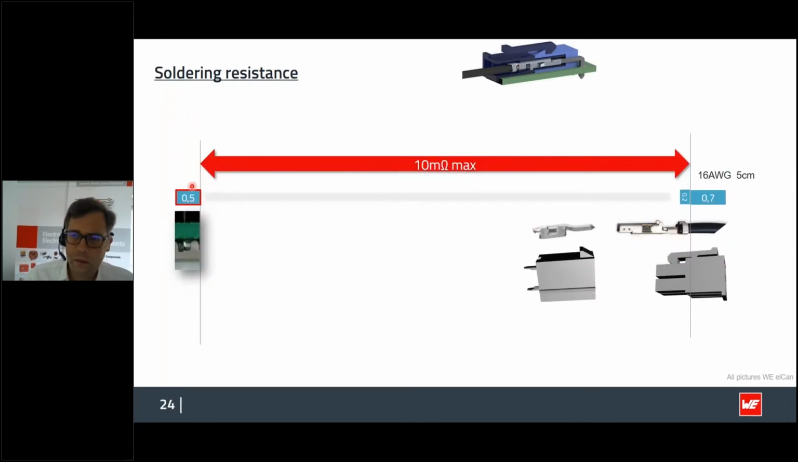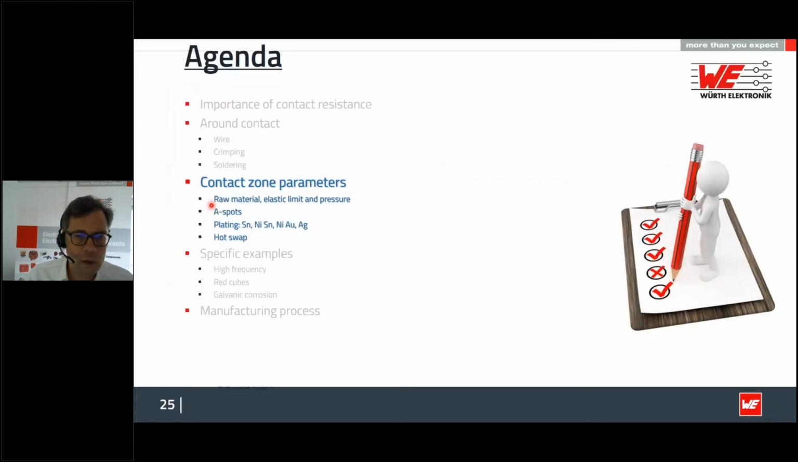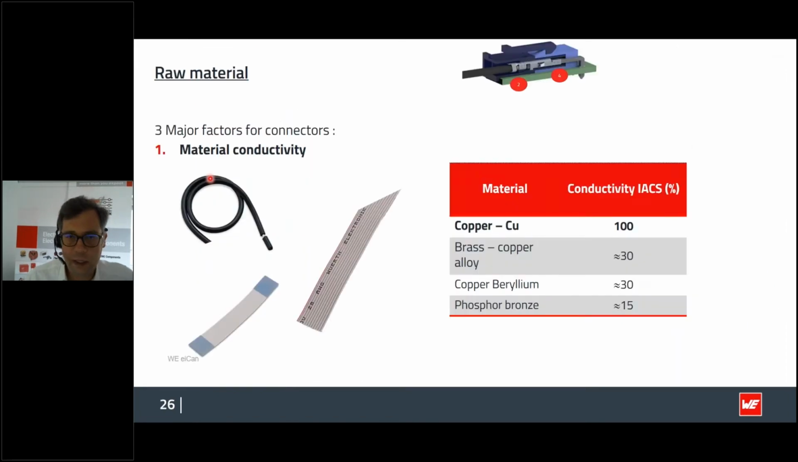So about the solder joint, we have got around 0.5 milliohms. And now we come more to the contact zone parameters, where we have got the biggest influence as a manufacturer of components. First of all, we have a look at the different materials that are used.